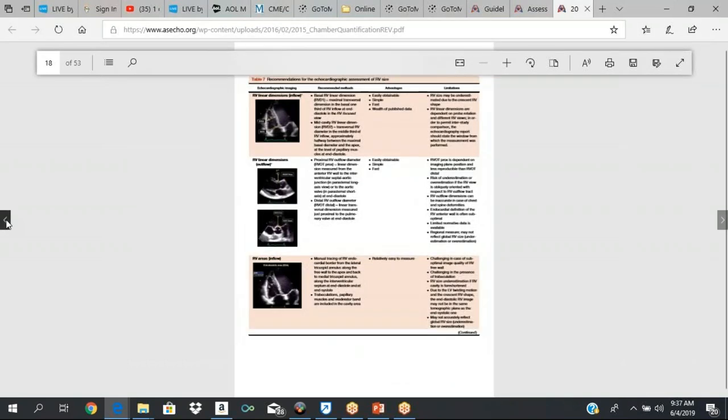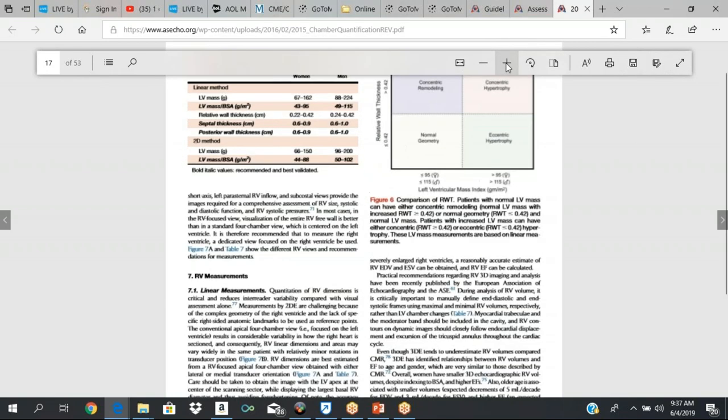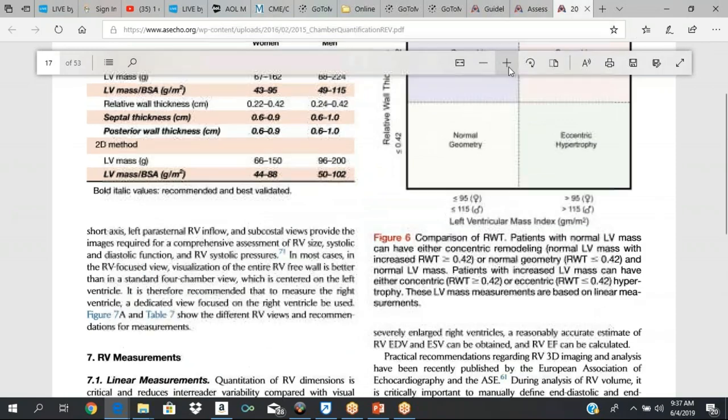So most of these measurements you can do, okay? At least you have been doing them, so you're supposed to know very well. All right.